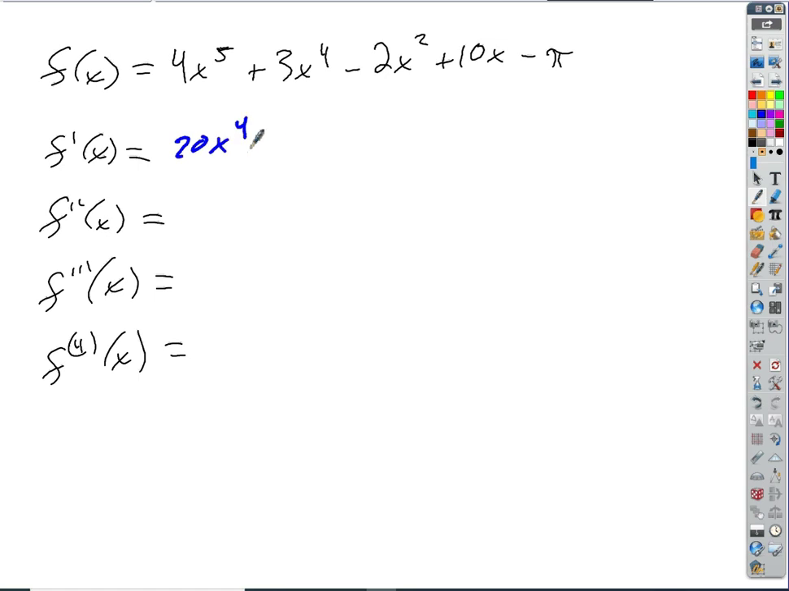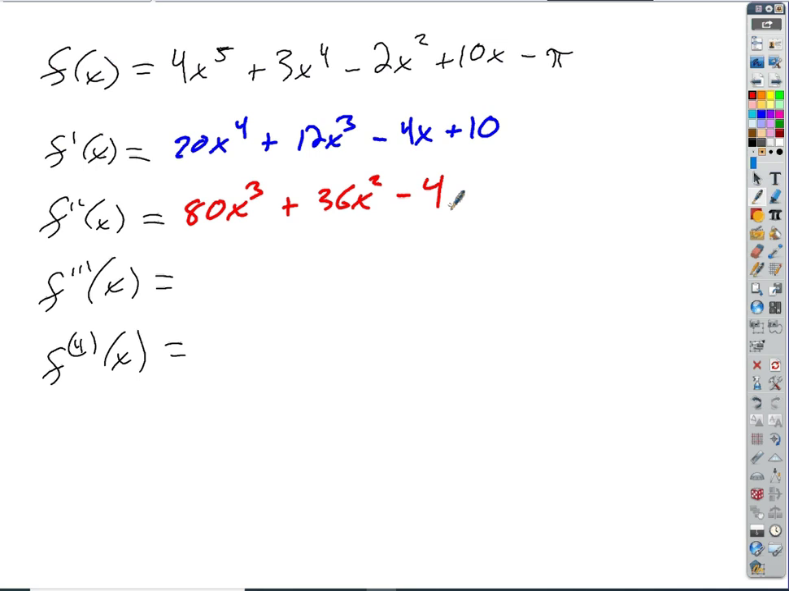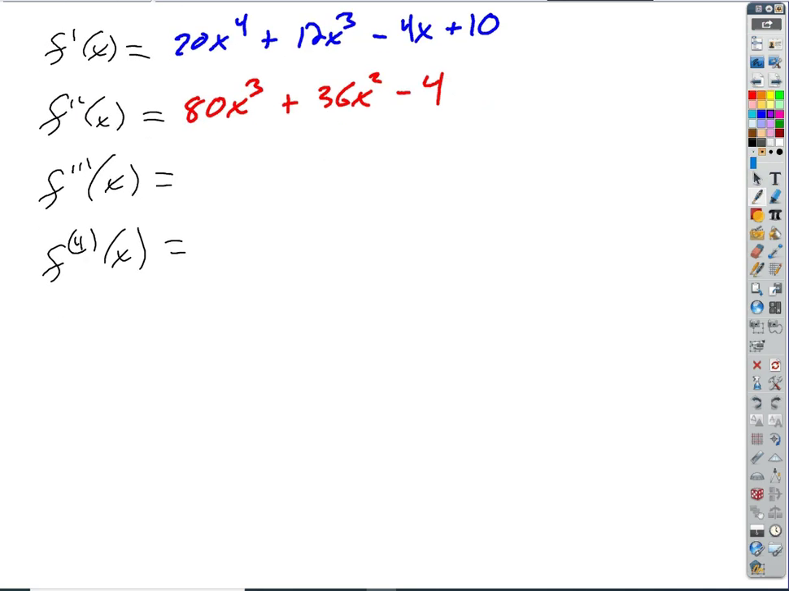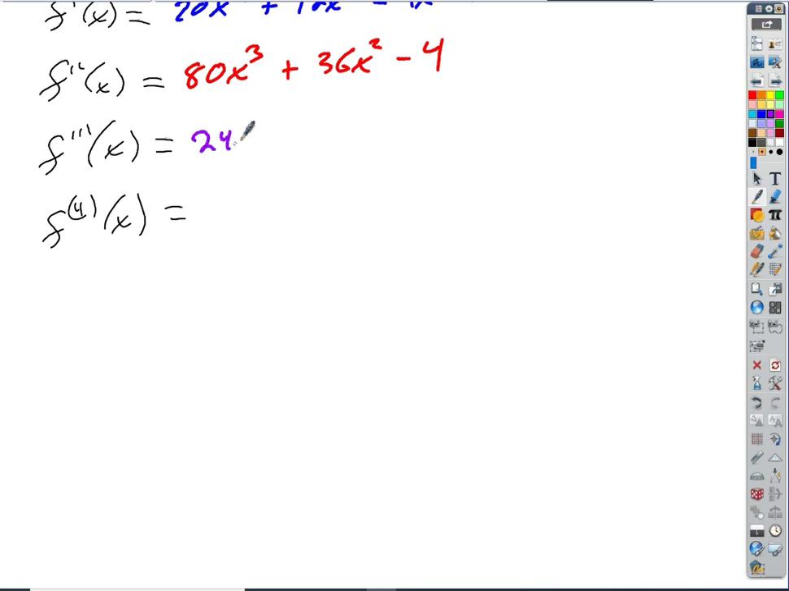20x to the fourth plus 12x to the third minus 4x plus 10. Okay, 80x to the third plus 36x squared minus 4. 240x squared plus 72x, and finally, 480x plus 72.